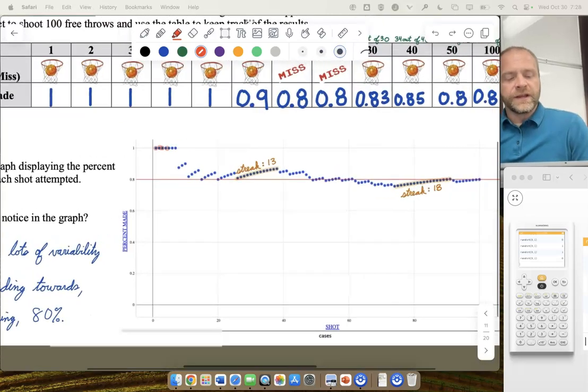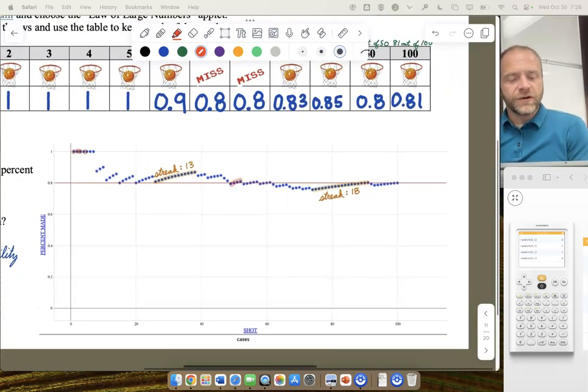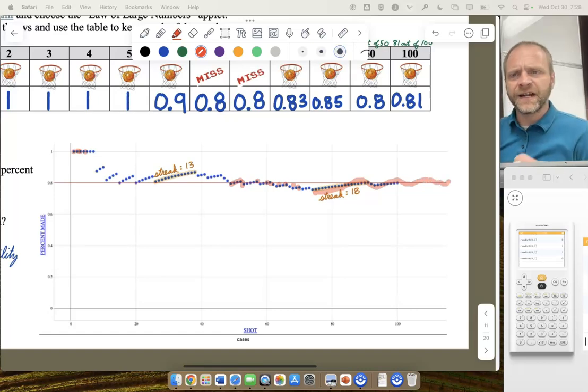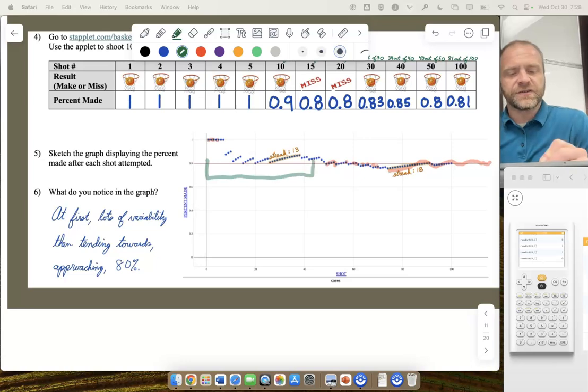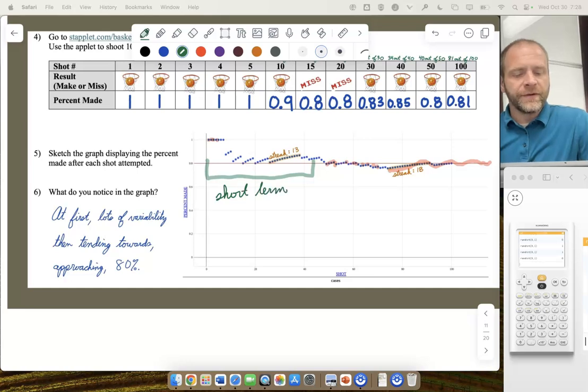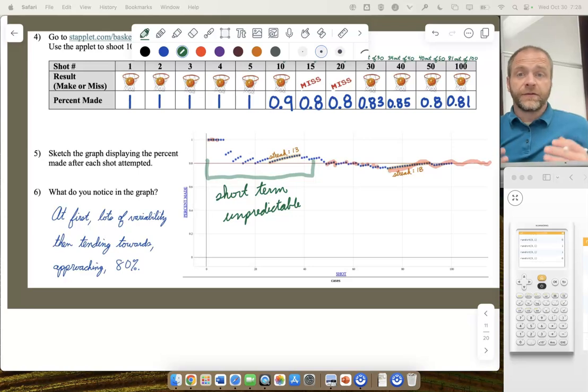But then as we get more and more shots, notice the drops aren't as much between them. And it's starting to balance out. I say balance out. It's starting to go towards that 80% line, approach it. And that's really what's going on. In the beginning, which is in this case the short term, our probability is unpredictable. We don't know what's going to happen in the short term. We can make 13 in a row. We can miss, or make 5, miss 1. It's going to be unpredictable.